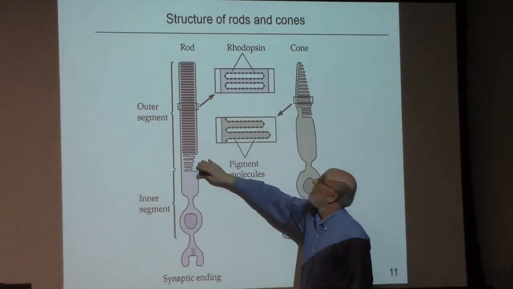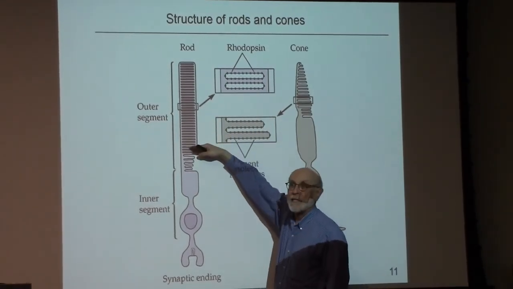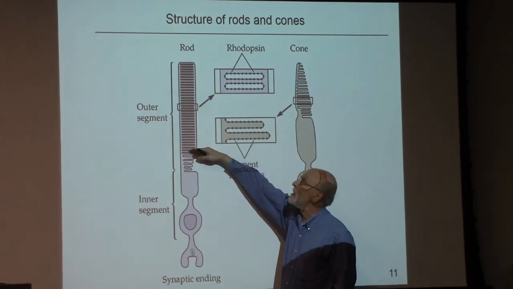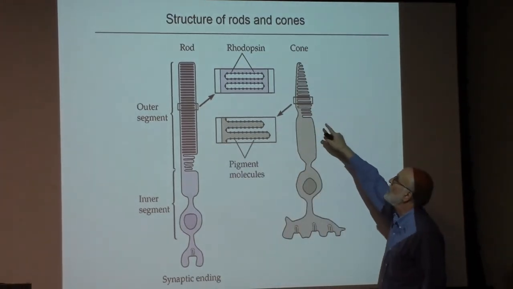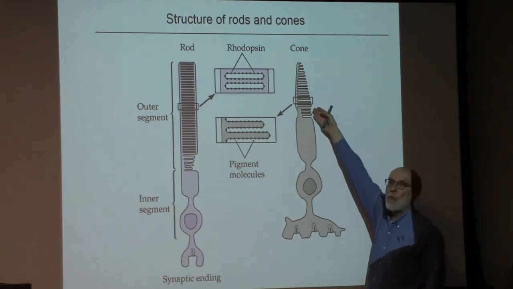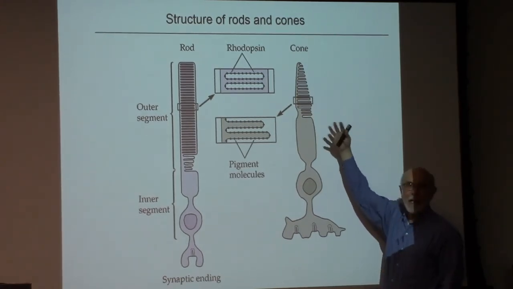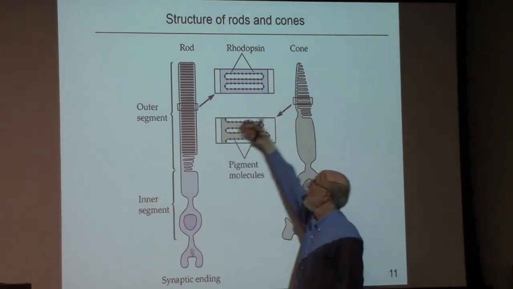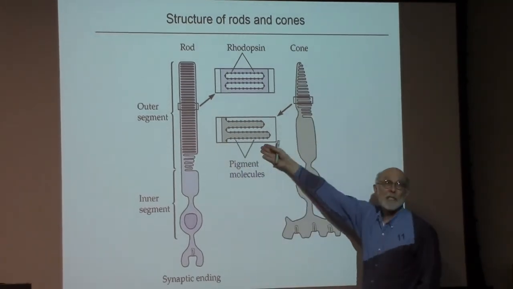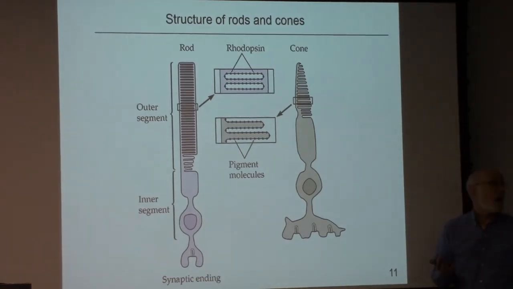The rods are specialized with these intracellular stacks of membrane called discs. The cones are specialized not with discs, but with this cone-like, tooth structure. But the similarity is that there is abundant membrane for the expression of the receptor that receives the photons.